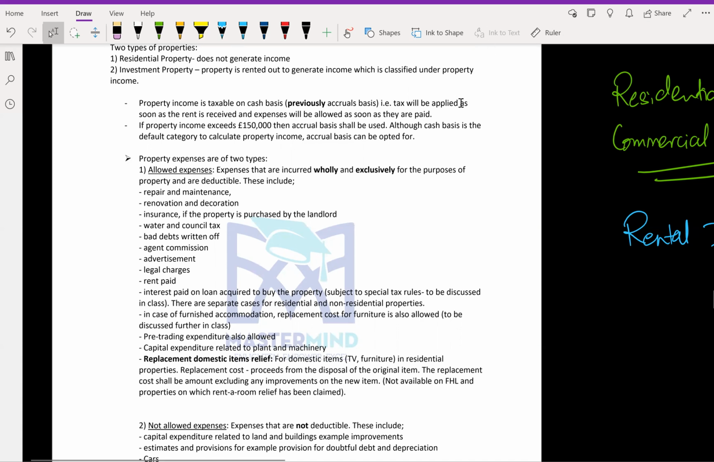Yes. Sir, accrual basis means? Accruals basis means whenever the income is accrued, you have to pay tax on it. Cash basis is whenever you receive the money, receive the rent, that is when you pay tax. If you haven't received it, you won't pay it. Okay. All right.